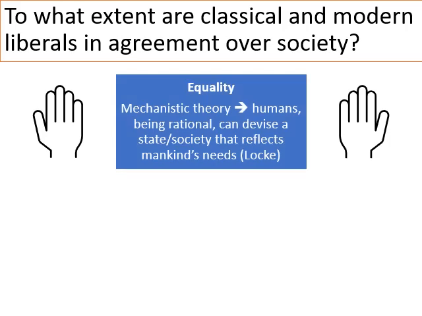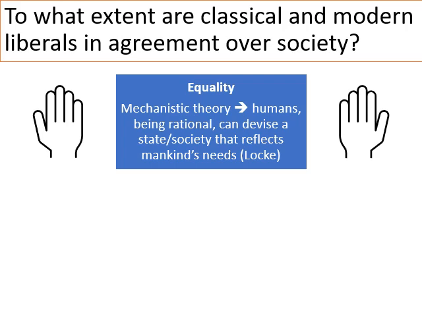Now, all liberals believe that humans, as they are rational, should be able to create a state or government or society that reflects mankind's needs. This is Locke's idea of mechanistic theory. The idea that society or the state is like a machine and we can fix it, we can change it, because humans being rational, we might do that to a car engine, for example, and Locke argued you can do the same to the state. If something's not working in the state, we can change it.